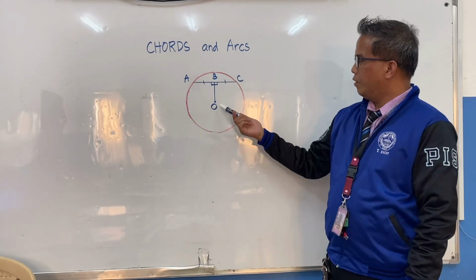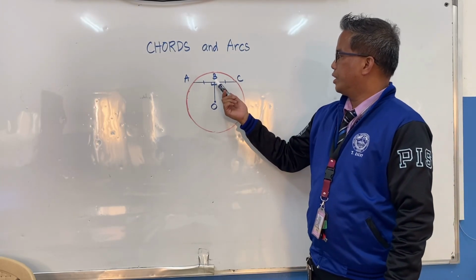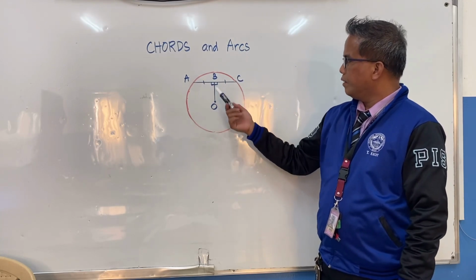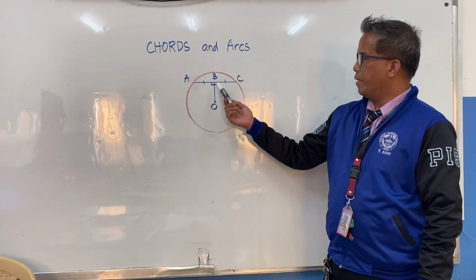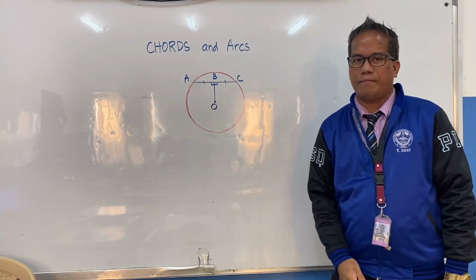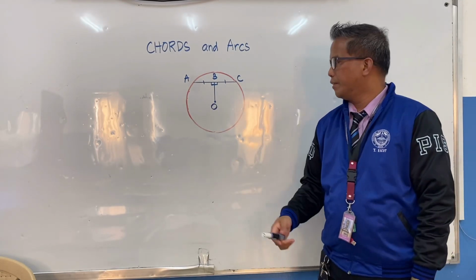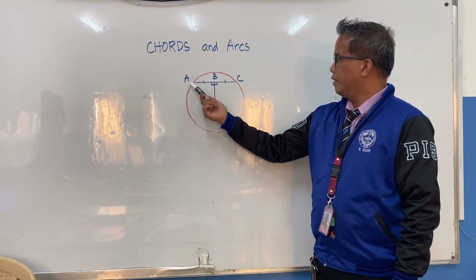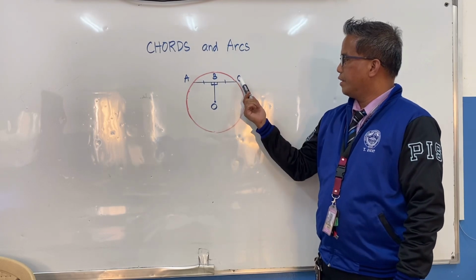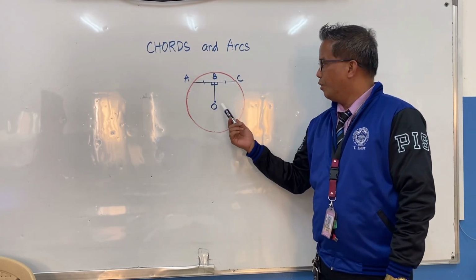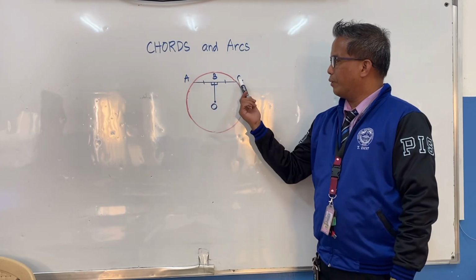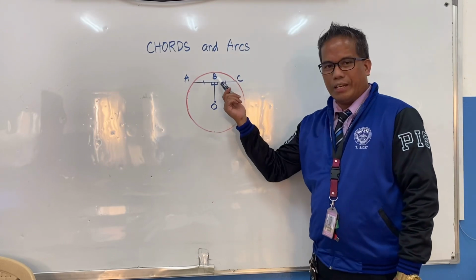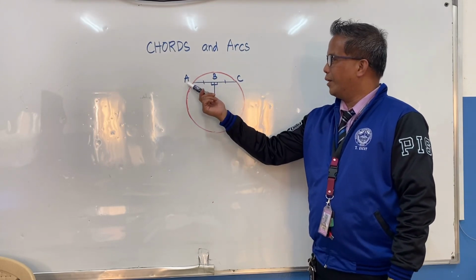If OB is perpendicular to AC, which is the chord, then OB bisects AC. Similarly, if OB bisects segment AC, then OB is perpendicular to AC. In this case, B is the midpoint of the chord AC.